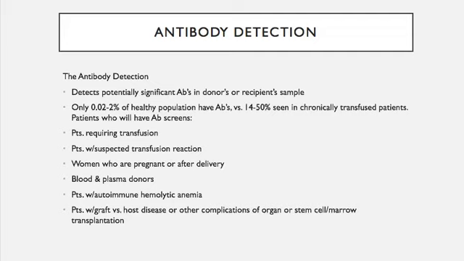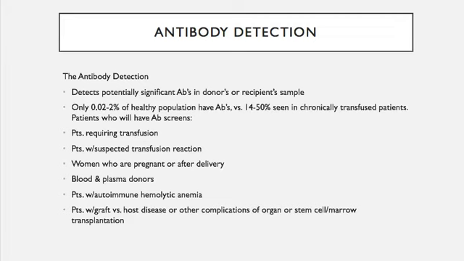Patients who will have antibody screens: any patient that requires a transfusion, patients who are having a suspected transfusion reaction, women who are pregnant or after delivery, blood and plasma donors, patients with autoimmune hemolytic anemia, and patients with graft versus host disease or other complications of organ or stem cell or marrow transplants. Any of those patients, we would be required to do antibody screening testing on them.